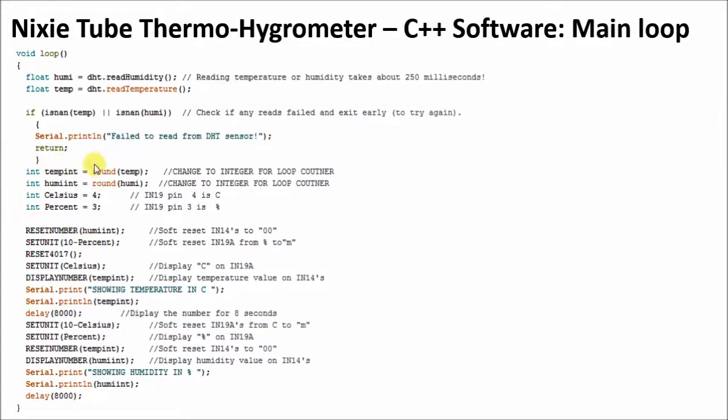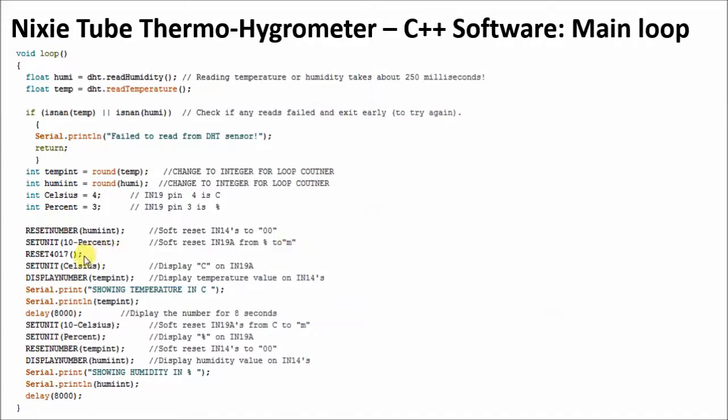Then in this part, we change the temperature and humidity floating points into integers, because our tubes can only show integers. Then here you have a whole sequence of functions. We start with resetting the number. It's a soft reset. So if, for instance, the temperature was 27, it will count another 63 to go to 00 again. Then we do a soft reset for the units tube. So percent is 3, so it will set the unit to 10 minus percent, which will soft reset the IN19A to the first character in the tube, which is an M. It will only remain there for a very short time, so you will not see that.